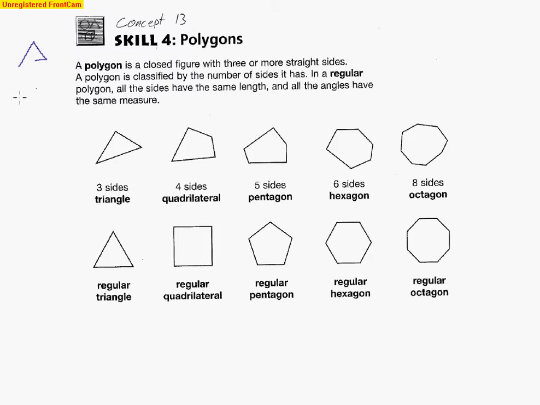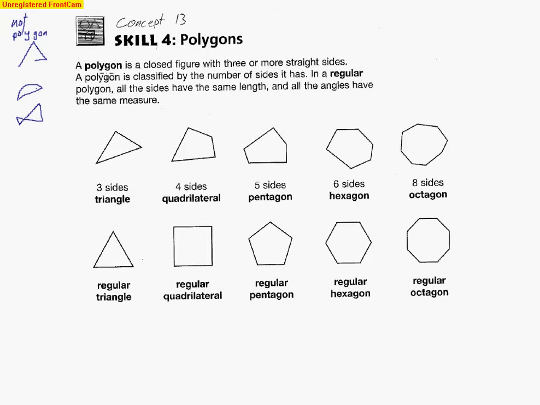It also has to have straight sides. So something that would not have straight sides, obviously, would be like a curve. So this would not be a polygon. Another thing we can't do is have the lines cross like that either. And so those are examples of things that are not polygons. They're figures, but they're just not polygons.